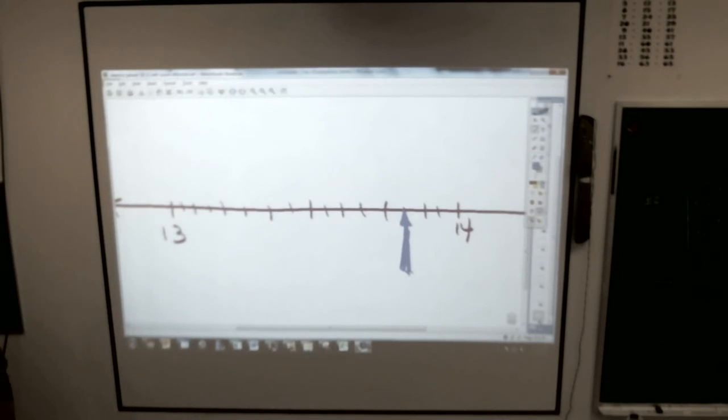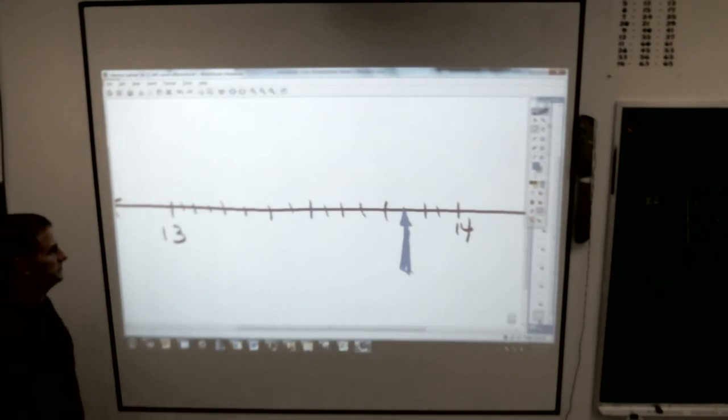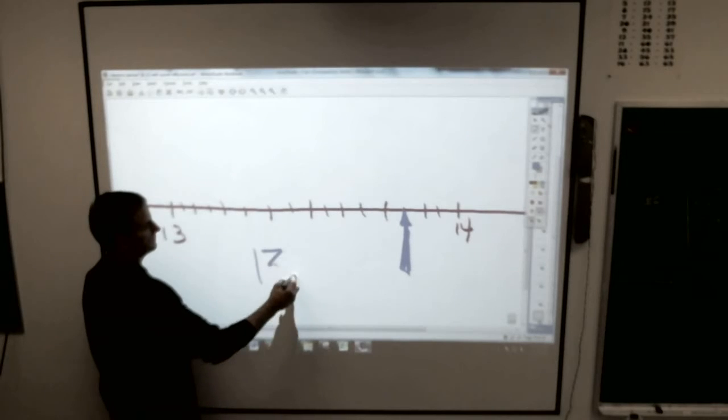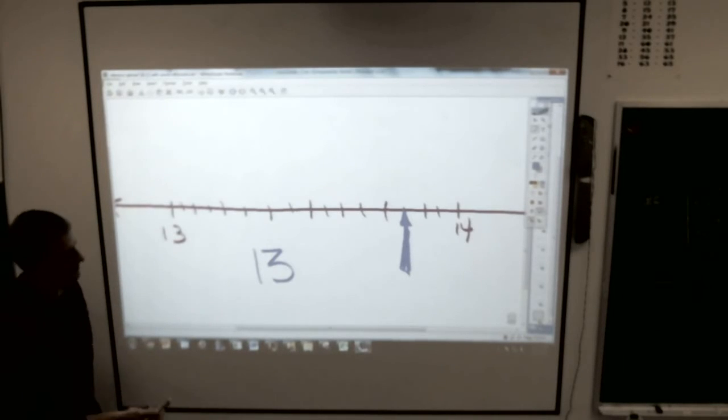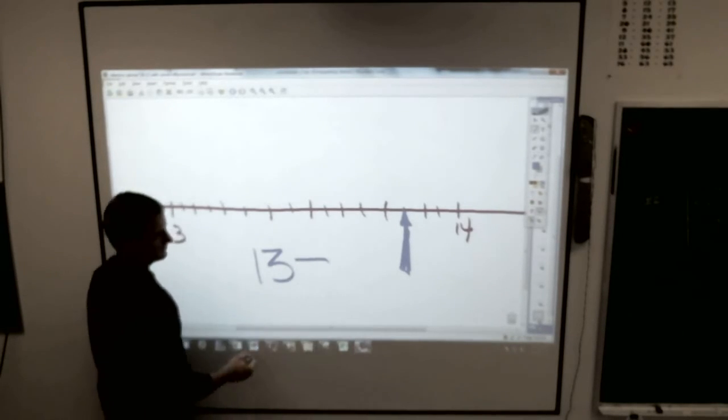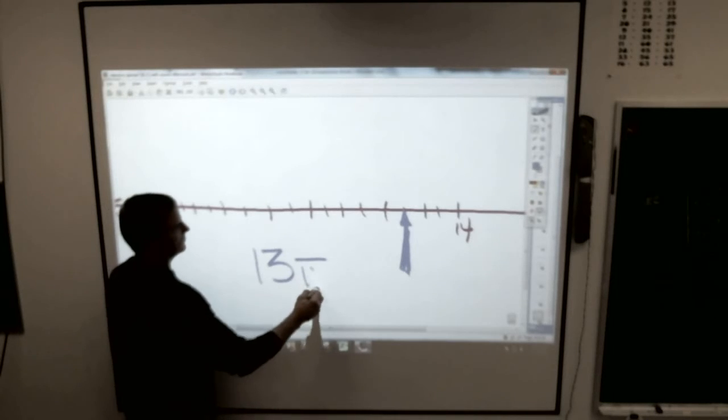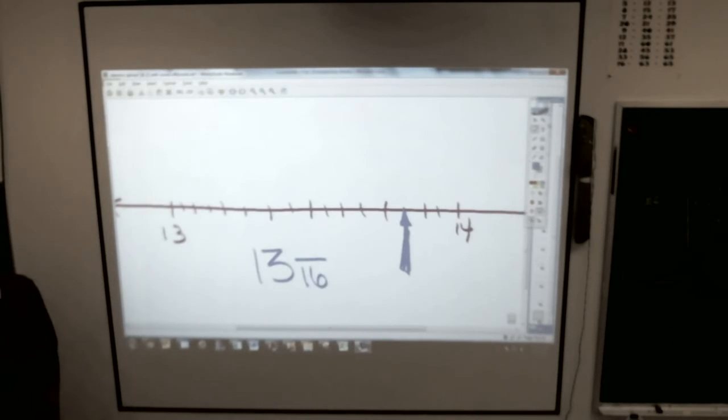Who has what they think is the right fraction that this is pointing to? Ethan says 13. First of all, how many spaces did you count? I counted 16. It says 16. I'm hoping I agree with them. Yep, and 4. Did you say 14?